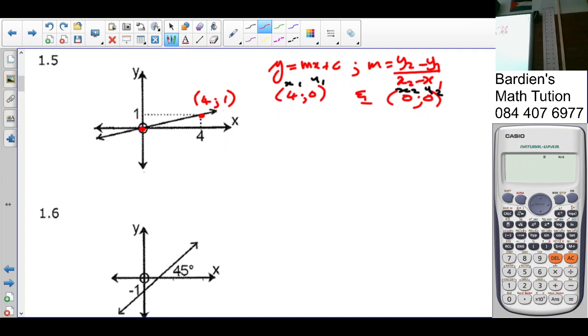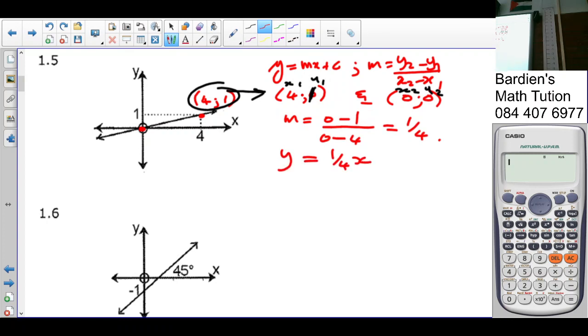What's the c value? What is the y-intercept? 0. So your c value is 0. So you say the gradient is equal to 0 minus 0. Nope, I made a mistake. It's 4 and 1. That was my mistake. So 0 minus 1 over 0 minus 4, which is 1 over 4. So y is equal to 1 over 4 x plus c, and your c value is 0. Okay?